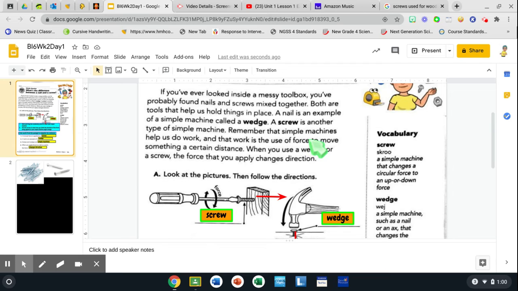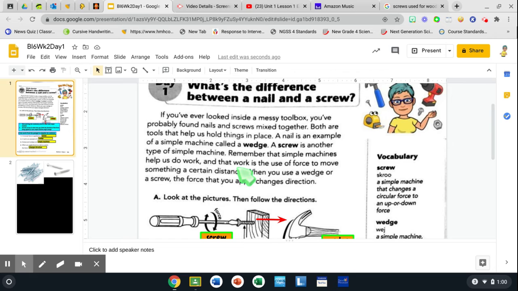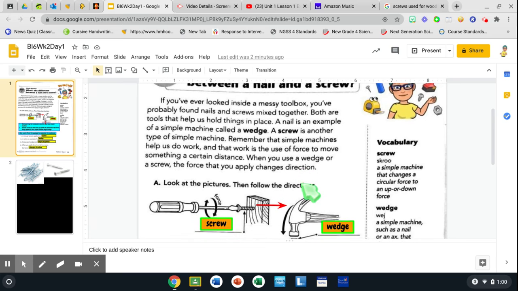Both are tools that help us hold things in place. A nail is an example of a simple machine called a wedge. A screw is another type of simple machine. Remember that simple machines help us do work, and that work is the use of force to move something a certain distance. When you use a wedge or screw, the force that you apply changes direction.